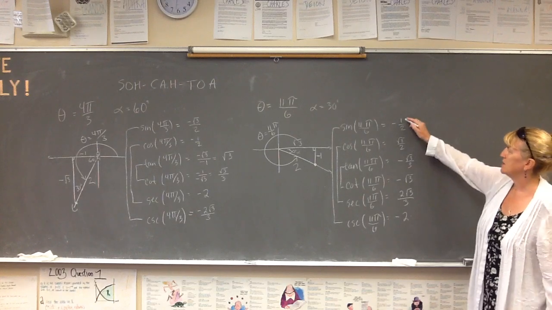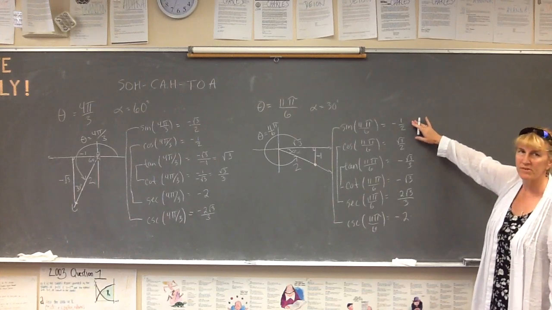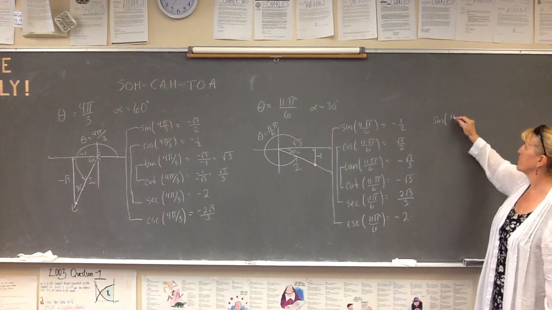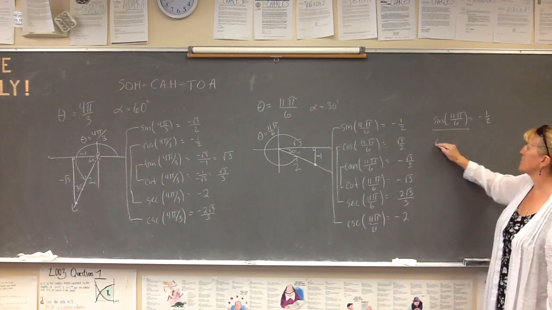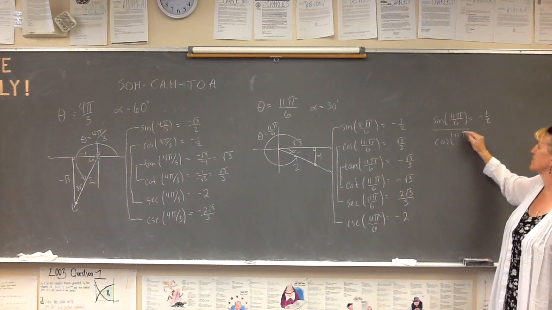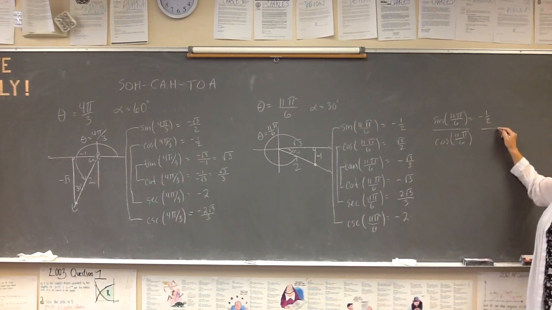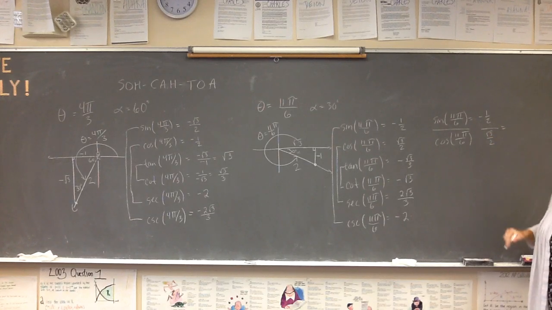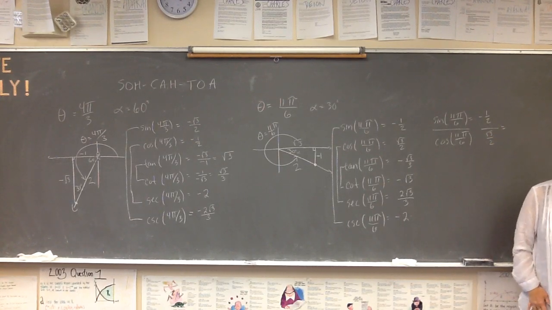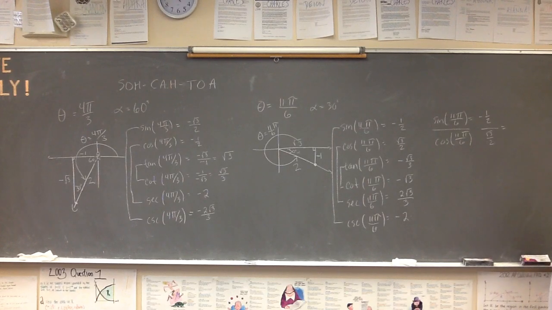The sine function, so if I took the sine of 11 pi over 6, which is negative 1 half, and I divided it by the cosine of 11 pi over 6, which is what? Square root of 3 over 2. What do you think this answer is? Negative root 3 over 3. It is. I heard Jada. Did you hear Jada? Okay.